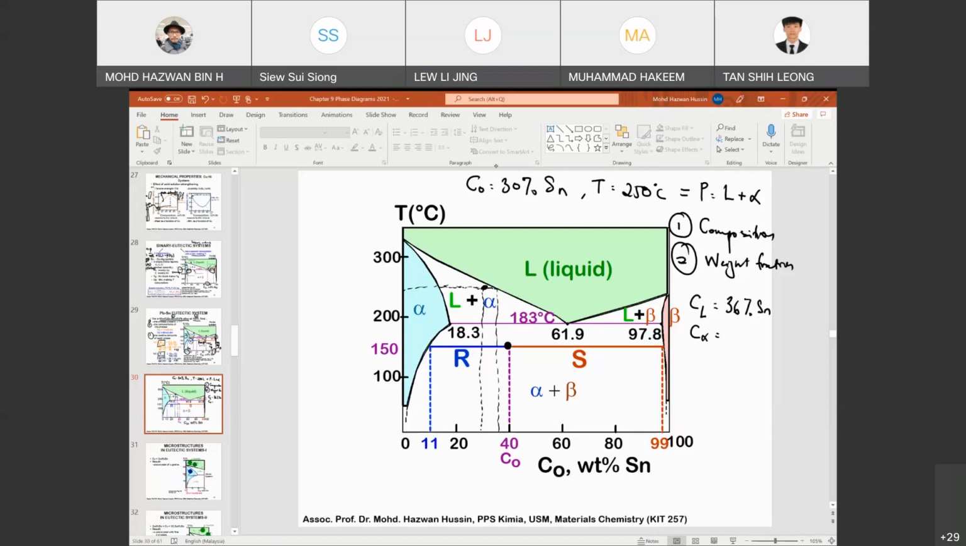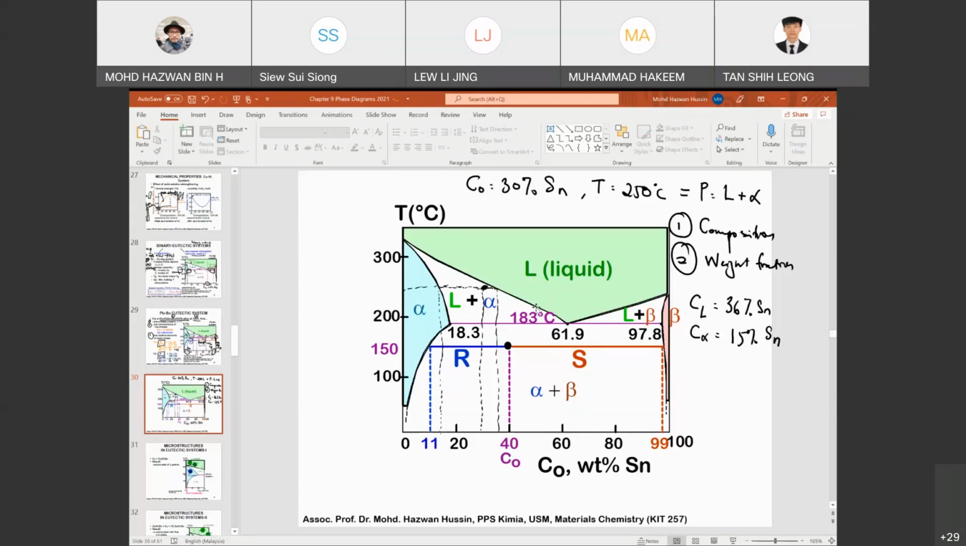About 15% tin. Yes, maybe around 15. 15% of tin. Okay, very good.